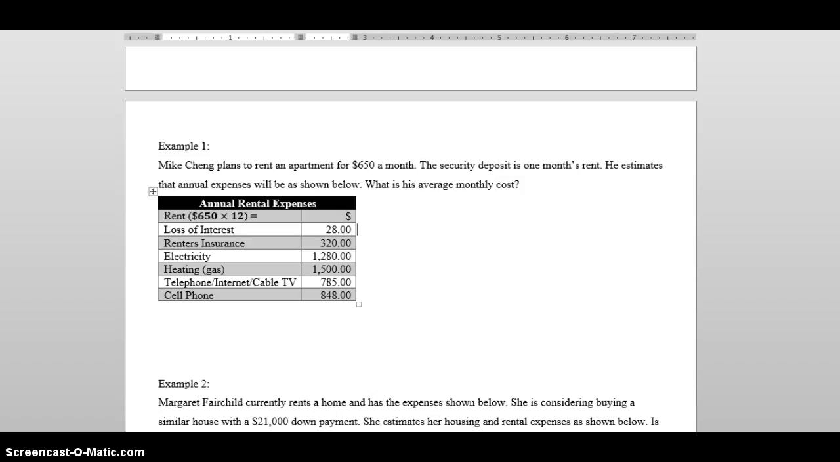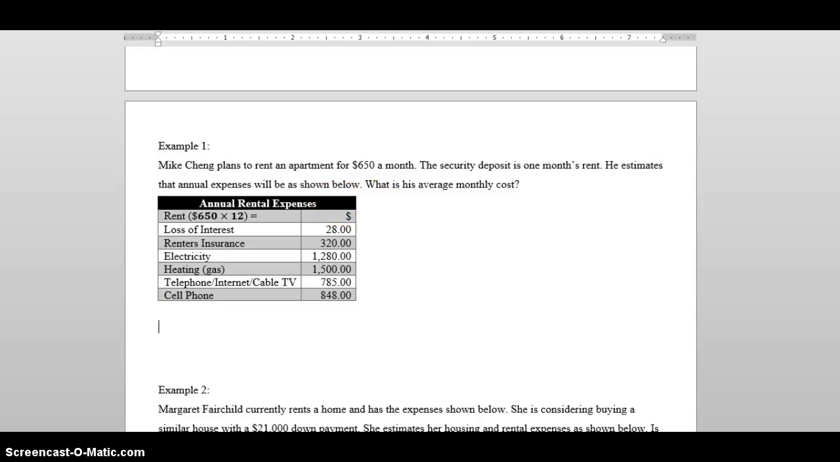In example 1, Mike Cheng plans to rent an apartment for $650 a month. The security deposit is 1 month's rent. He estimates that annual expenses will be shown below. What is his average monthly cost? Our first step is going to be to find the total yearly cost.